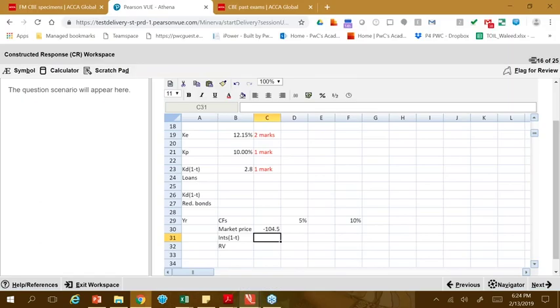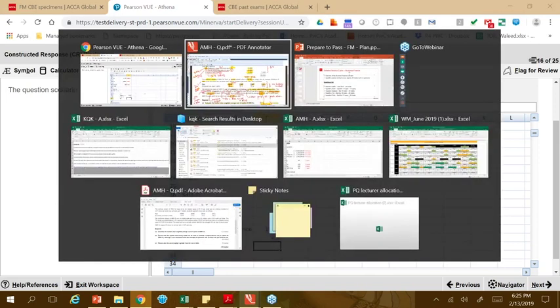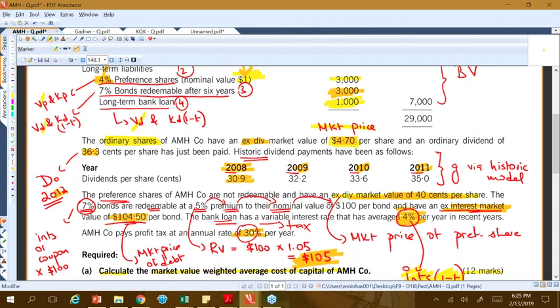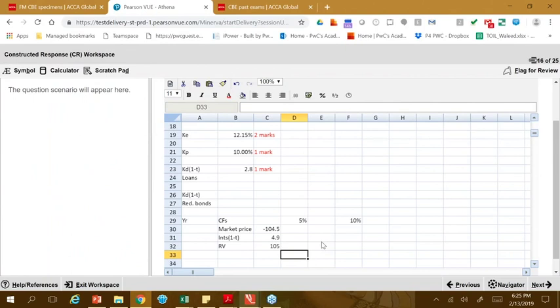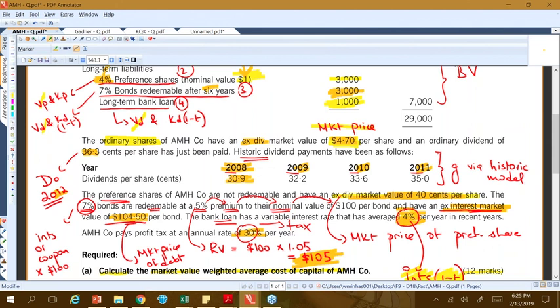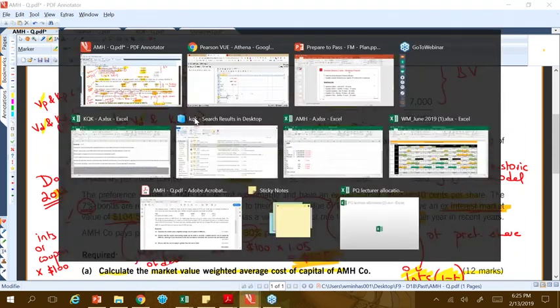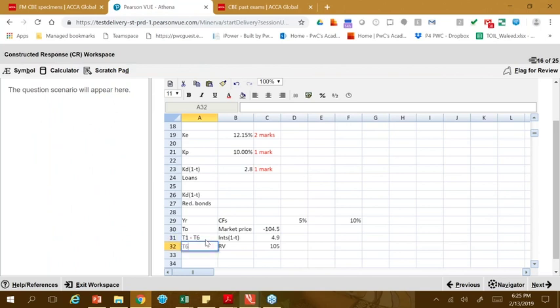So 7% is the interest. Remember that the interest has to be taken as 1 minus the T. So 7 into 1 minus the tax, which is 30%, we get 4.9. And remember, the redemption value in this question was 105, a 5% premium to the nominal value. What we need to do now is to discount them. So this is T0. How many years is the interest? Well, the interest is for 6 years given in the question, so from T1 to T6, and finally the redemption value in T6.